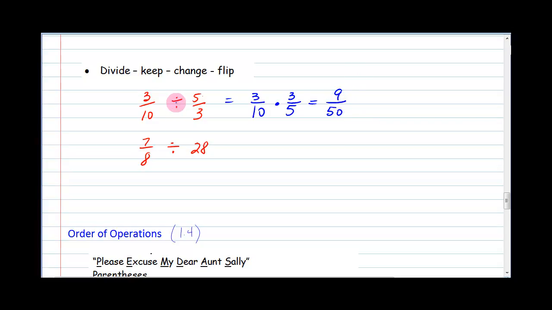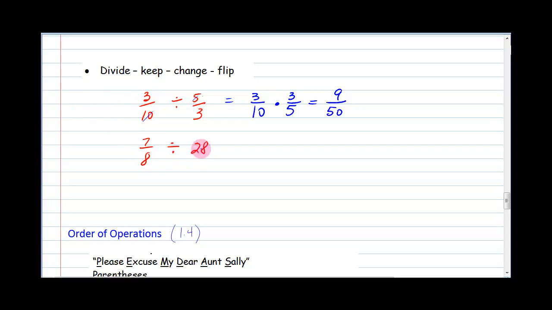If you were tempted back here to try to reduce, that would be wrong. You cannot do that while it's still division. We can't reduce anything until we make it multiplication first. Then I can reduce. Okay, so let's go ahead and let's practice again on this one.